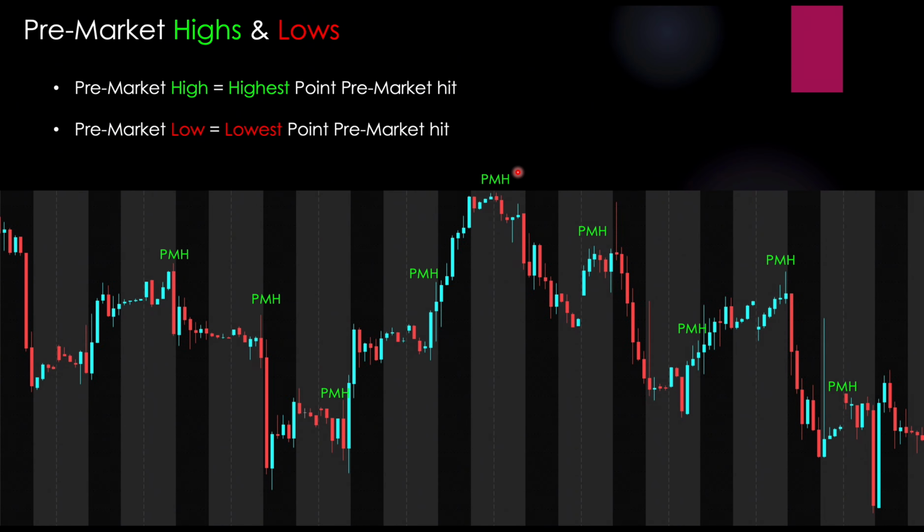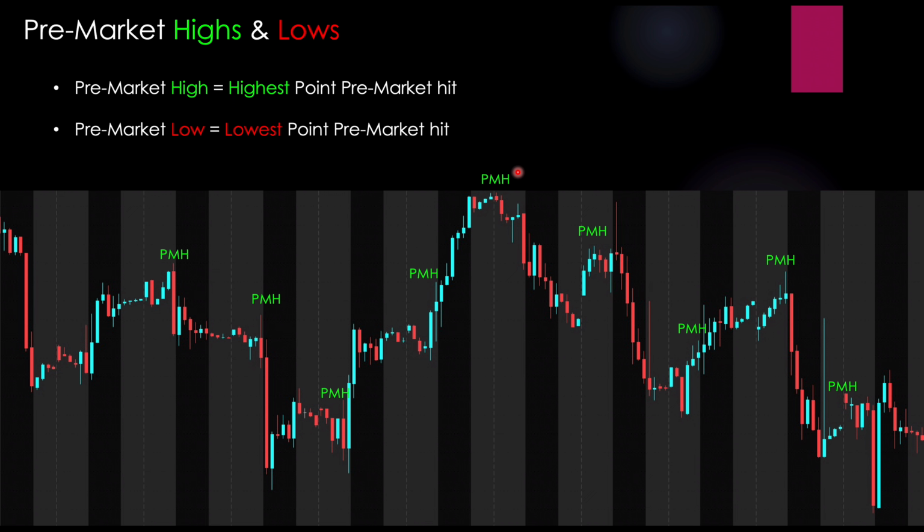the puts. One very important thing that a lot of us talk about is pre-market highs and lows, which is something that I use a lot. And a lot of traders, not even just myself, talk about this so much. It's almost like a religion. Pre-market high is the highest point the pre-market hit. Pre-market low is the lowest point the pre-market hit.